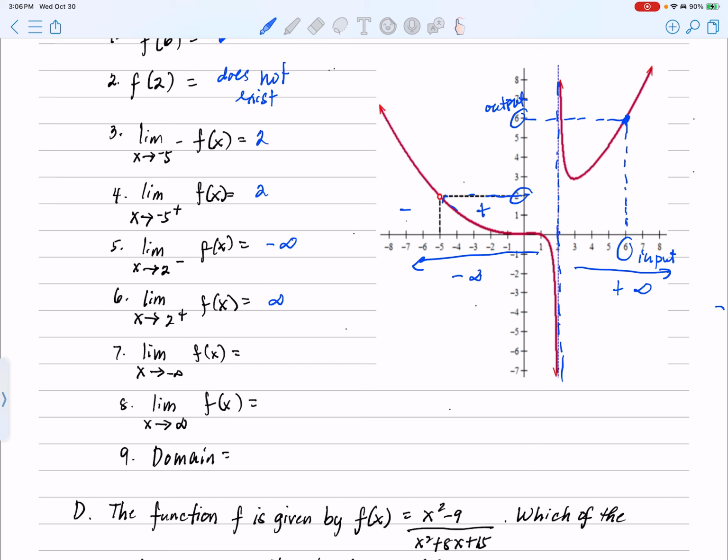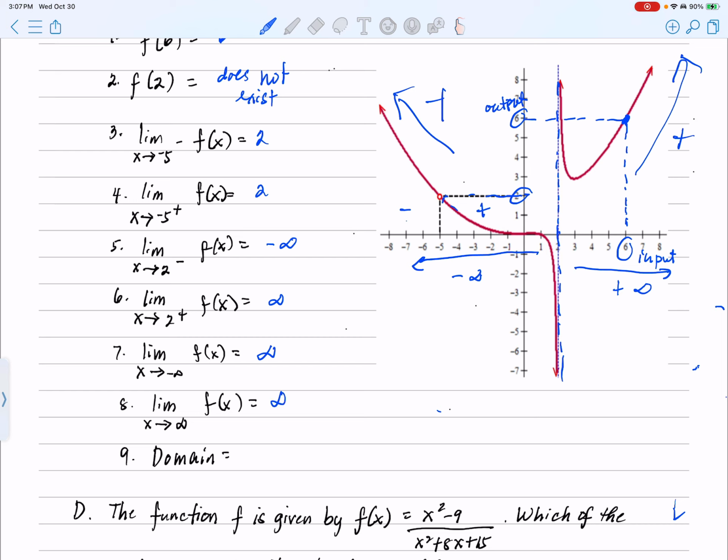The limit as x approaches negative infinity, what do we have? As x approaches negative infinity, look at that direction of the graph, we have positive infinity. From the right, you have the direction of the graph, positive infinity as well.